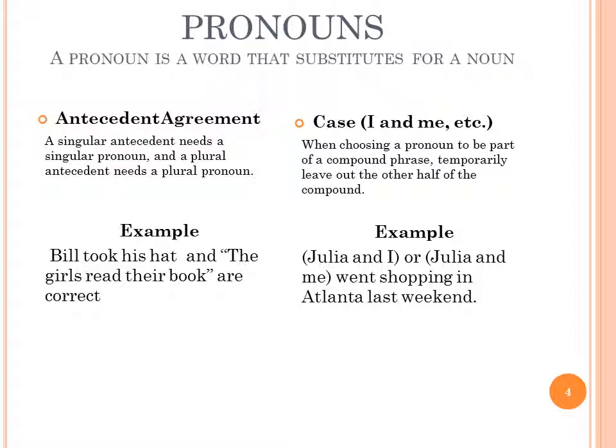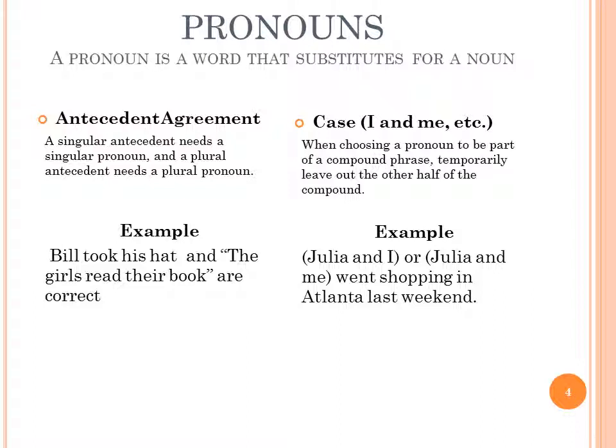A pronoun is a word that substitutes for a noun. When choosing pronoun-antecedent agreement, a singular antecedent needs a singular pronoun, and a plural antecedent needs a plural pronoun. Example: Bill took his hat. Bill is singular, so you would use a singular pronoun, which is his. In the example, the girls read their book. Girls are plural, so you would use a plural pronoun, which would be their.